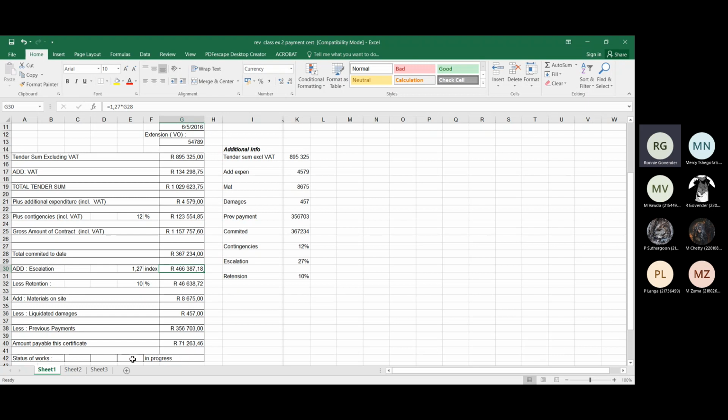If it's completed, you normally say completed there, and you'll put the date when it was completed, and you'll submit that. Quite often you'll notice that most clients say that on completion, when they finish the job, they are only owed 5% of the retention. So they'll release another 5%. But because this is not completed, we're not holding 10%.